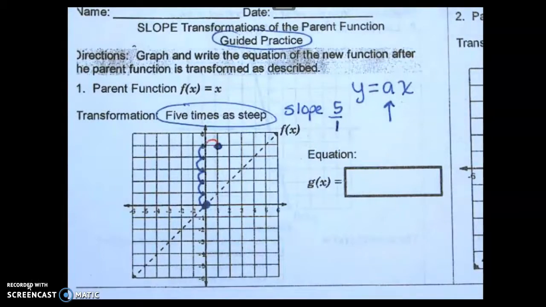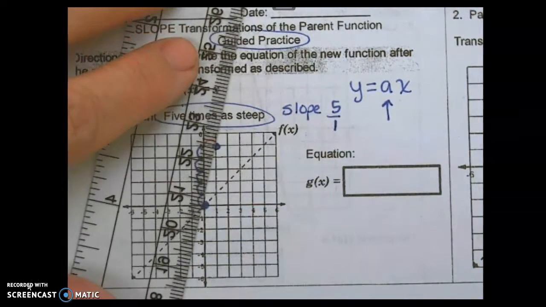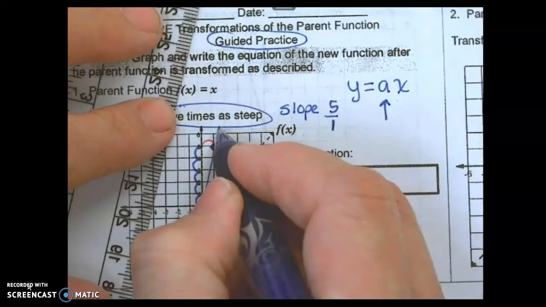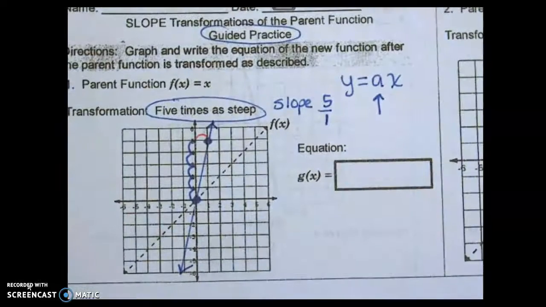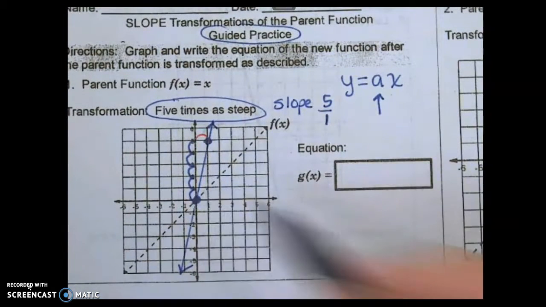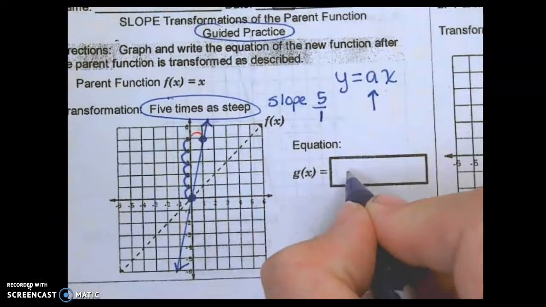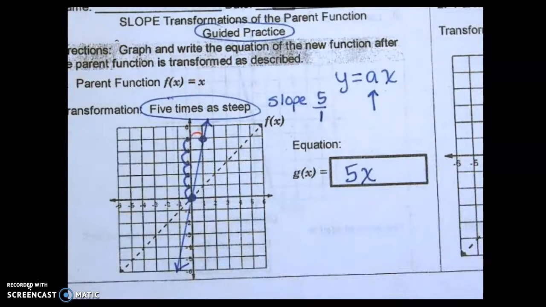So now I have 2 points. I'm ready to connect them with my ruler, make a straight line with arrows on each end. And so there's my graph. My new equation is g of x equals 5x. Easy peasy lemon squeezy.